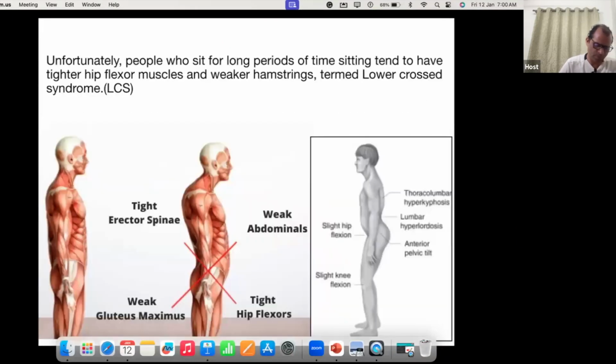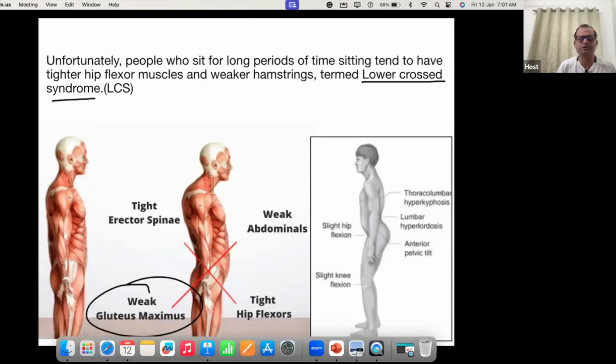Now, there is a syndrome which is called lower cross syndrome. When this muscle is becoming weaker, जब आपकी gluteus maximus weak हो जाती है, तो कमर में दर्द होता है, कुछ प्रॉब्लम्स हो जाती है. The people are suffering with some group of problems. These problems, this syndrome is called lower cross syndrome. The person is becoming like this.